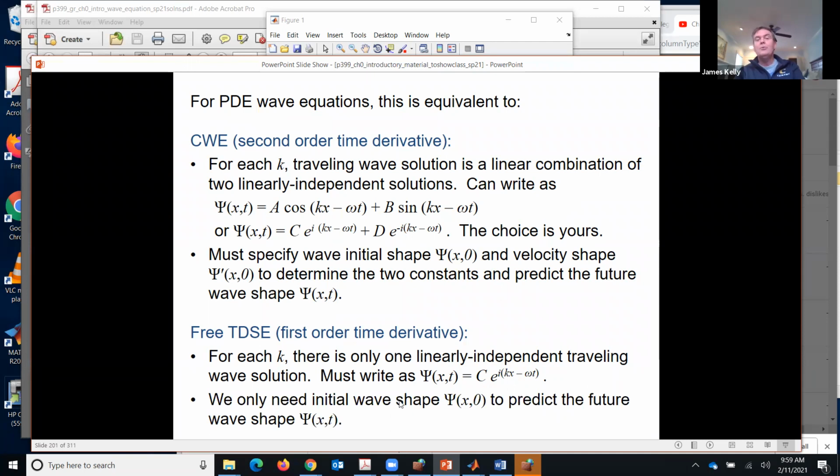Equally importantly, we only need the initial shape at time t equals 0 to predict the future wave shape. Unlike for the classical wave equation, for the Schrodinger equation, if you know the shape at time t equals 0, the shape at later times is determined for all time because it's first order in time. So those are just some differences from the classical wave equation. Despite the fact that they're both wave equations, they both have traveling wave solutions for every wavelength. They're different this way, both in how we need to specify the boundary conditions and how many linearly independent solutions form a general solution.